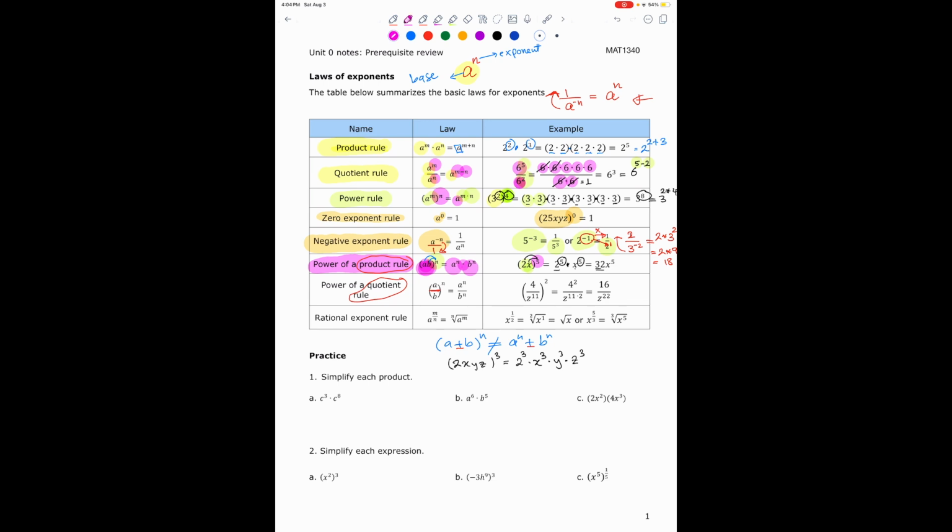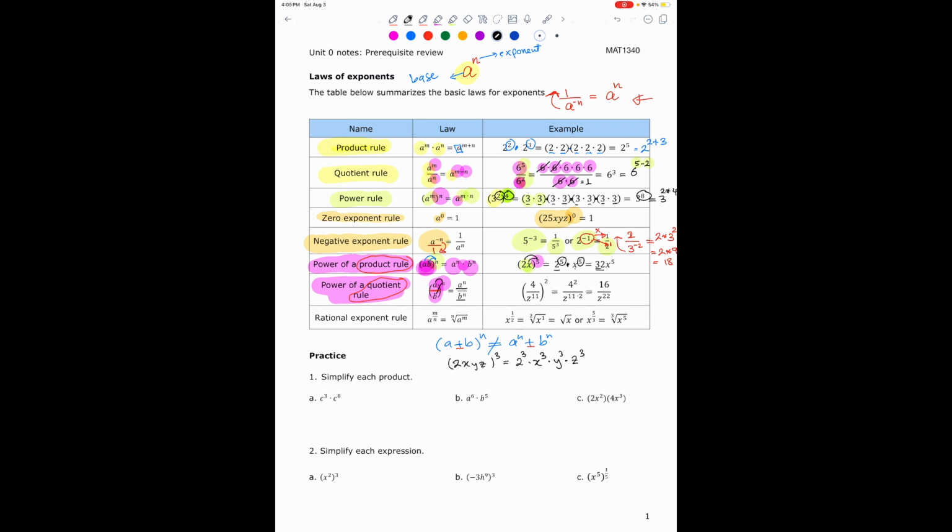Same idea applies for the power of quotient rule. So the power of quotient, if you have a quotient, meaning division, 2 expressions divided by each other, and you raise that expression to an n power, any power, you're going to do the same exact thing we did before. You're going to distribute the n over the numerator and the denominator, which will give you a to the n divided by b to the n.